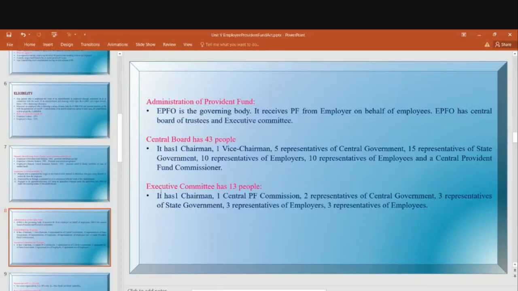So these are the persons who comprise this central board. And the next one is the executive committee. It has 13 people, and it also has one chairman and one central PF commissioner, 2 representatives of central government, 3 representatives of state government, and 3 representatives each of employers as well as employees. So these two are the main bodies, right? Central board and executive committee under EPFO.